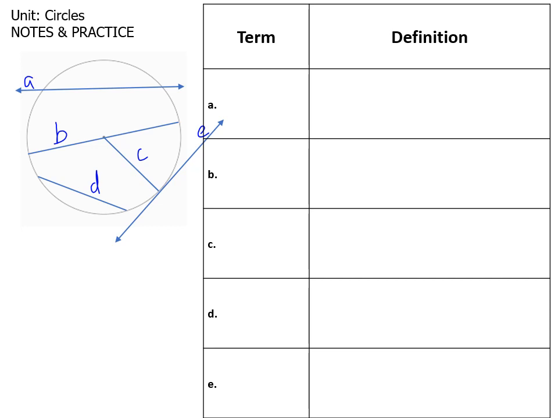So, different parts of the circle. You can see here we've got an image. Let's start with A. Well, that's crossing the circle, touching twice. That's a line. That's called a secant.